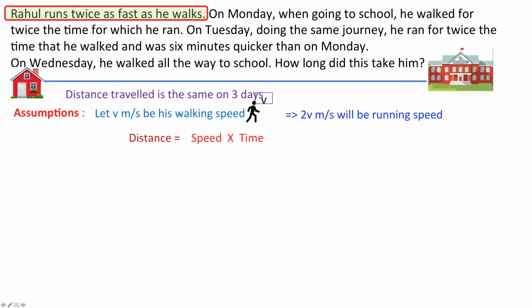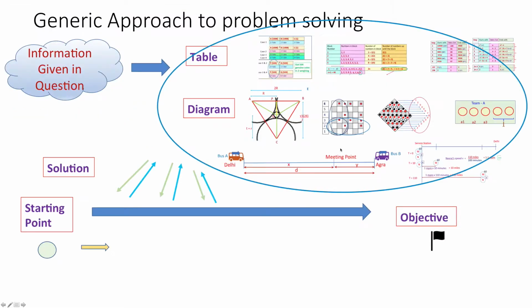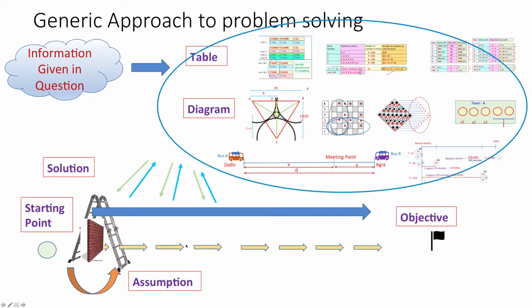Now that gives you a useful kickstart in your journey towards our objective. So 2v will be the speed at which he'll be running. Now we have drawn the diagram. Now let's come to the table. Let's make a table. So basically what you have done here is you have overcome the brick wall by making an assumption, and now you'll progress in your direction to your objective.